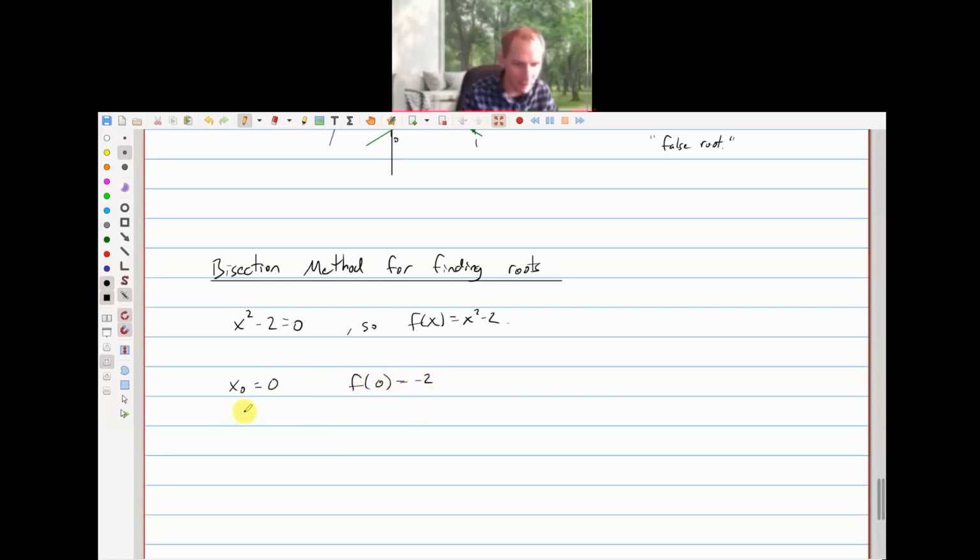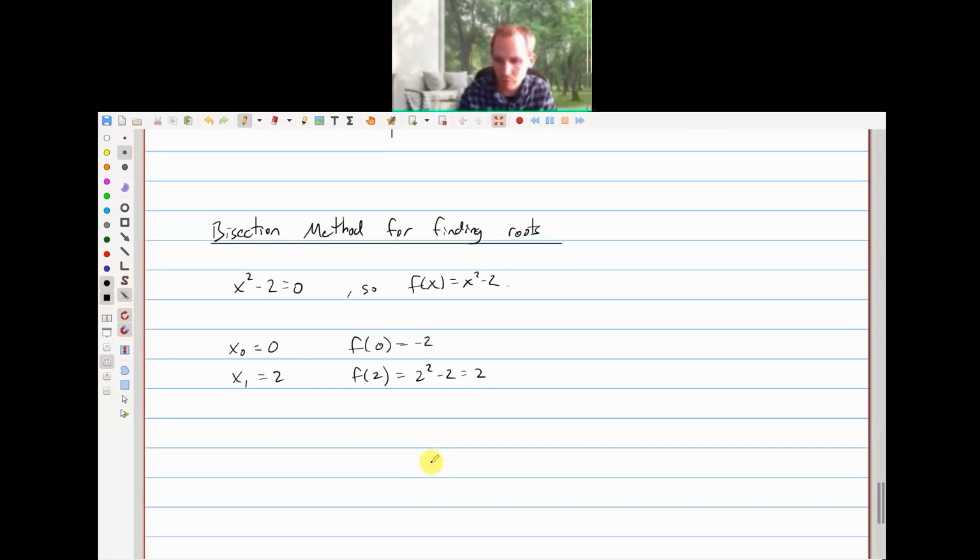And then maybe for my other guess, I'll plug in an x value of 2, and that'll give me a positive. Okay, so we have 1 negative, we have 1 positive. That means that somewhere in between is a root, according to the intermediate value theorem. And so what we do is we pick halfway in between.